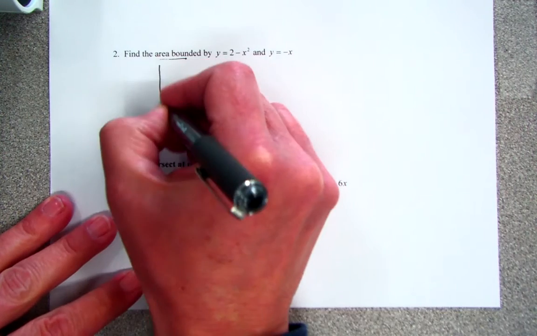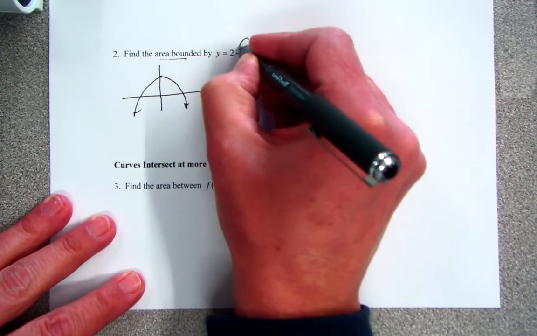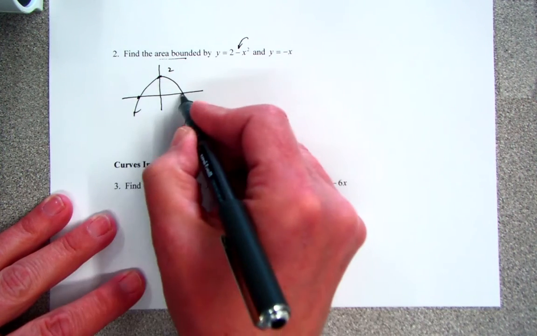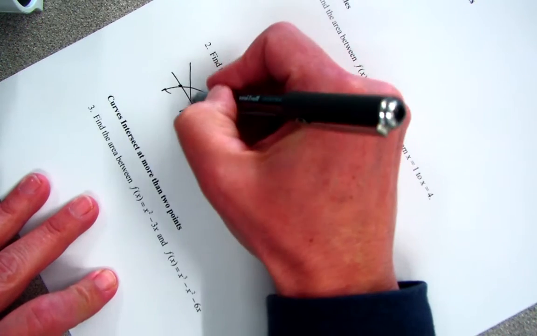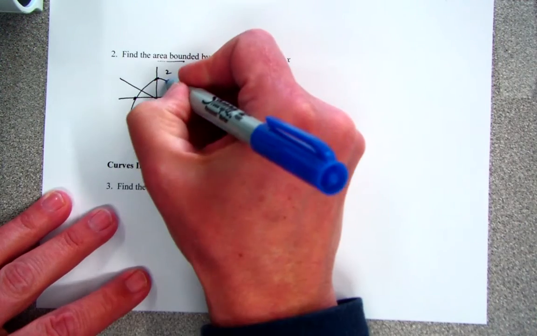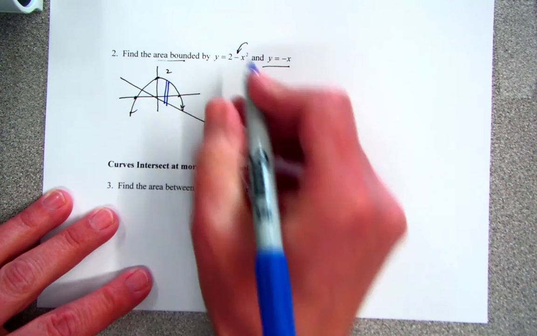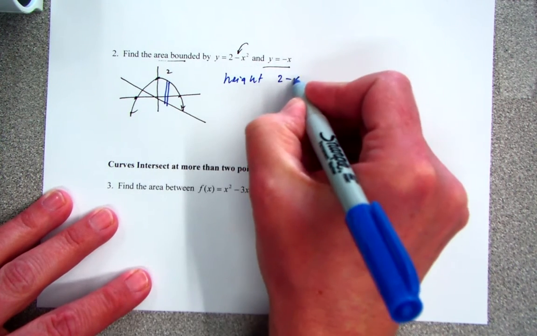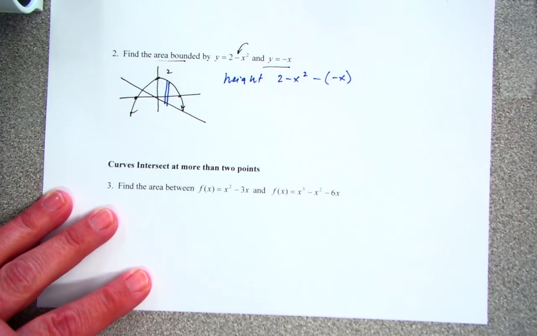So the first thing I'm going to do is graph this parabola opening downward. I know it's opening downward, hitting at 2, and it's hitting at these 2 places here on the x-axis. I'm going to draw my second one, which is a line with a negative slope. What you're always going to be expected to do is draw that representative rectangle. And I can see that the height of this is always my parabola minus my line. So notice the parentheses there.